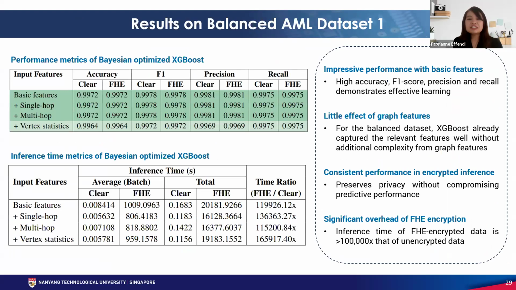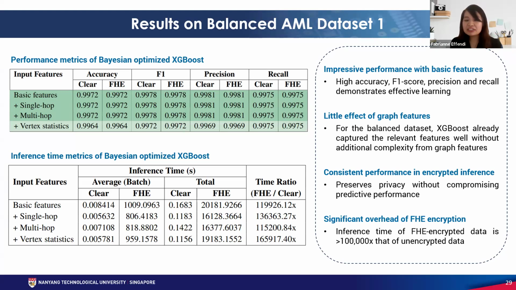Now moving on to the results of this pipeline. On the balanced AML dataset 1, there's impressive performance with basic features, with 99% accuracy, F1 score, precision, and recall. Because of that, the inclusion of graph features had little effect on the model's performance, as it's already captured the relevant features well. The model also demonstrated consistent performance in encrypted inference, highlighting its ability to preserve privacy without compromising predictive performance.